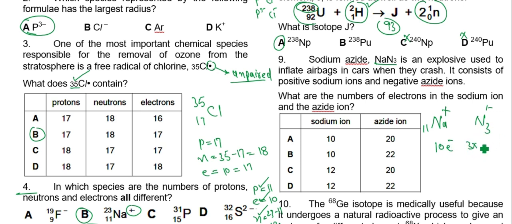There are 3 nitrogen atoms. One nitrogen atom contains 7 electrons, plus there is one gain. One negative charge indicates there is a gain of 1 electron. So how many total electrons? Now we have 3 times 7, 3 7s are 21, plus 1, so it is 22. So what should be the right answer? It's B.